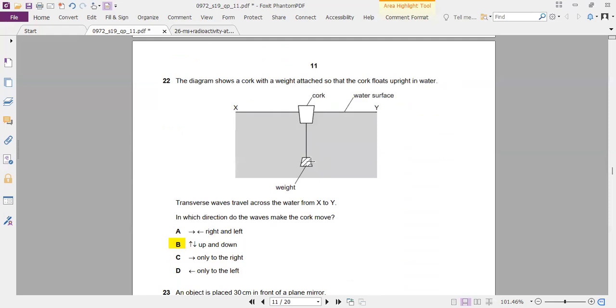We have a cork, we have a weight attached. The transverse wave travels from X to Y. A transverse wave goes like this, so it is going to make it move up and down.